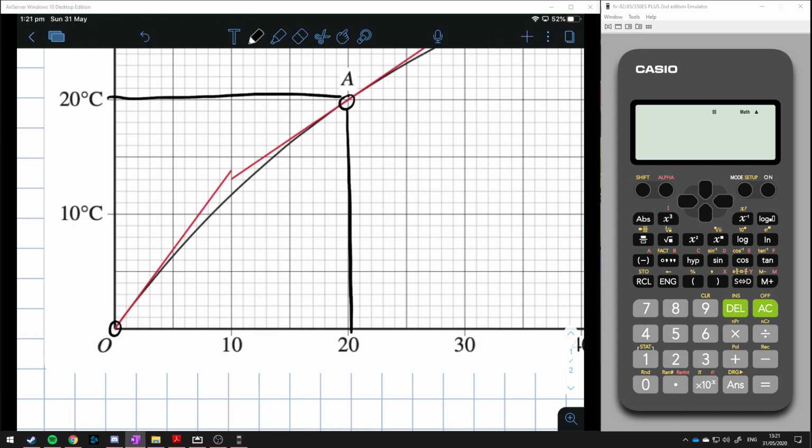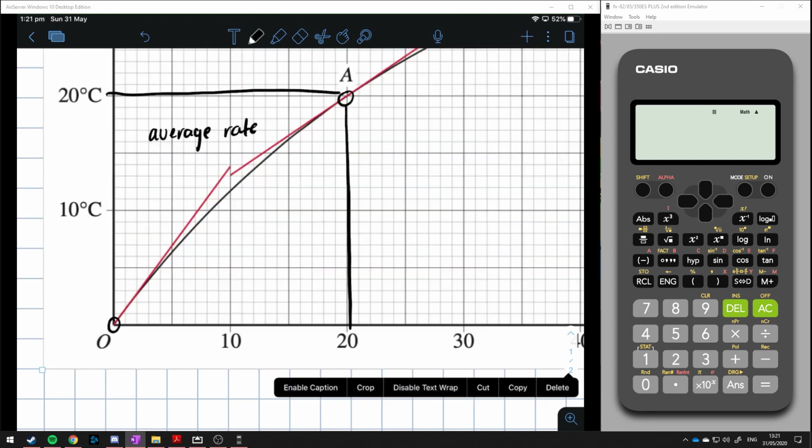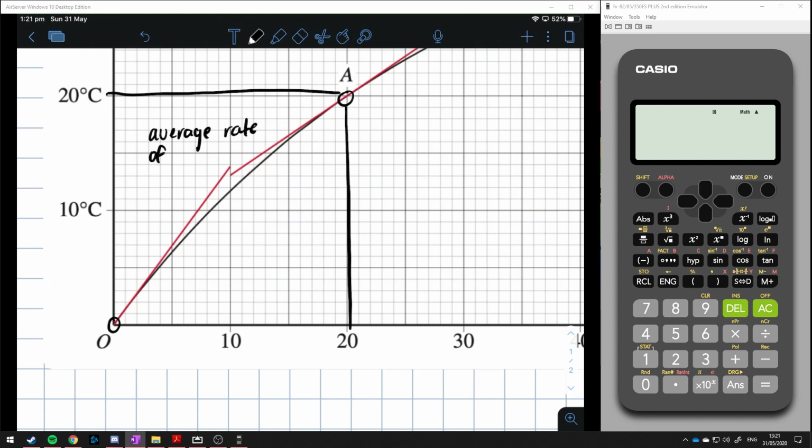Well, it has an average rate. The average rate of temperature rising is equal to 1 degree per minute, okay? It's going up on average 1 degree Celsius per minute. We can see that it's not exactly uniform across the whole 20 minutes, because if it was, it'd be a straight line, okay?